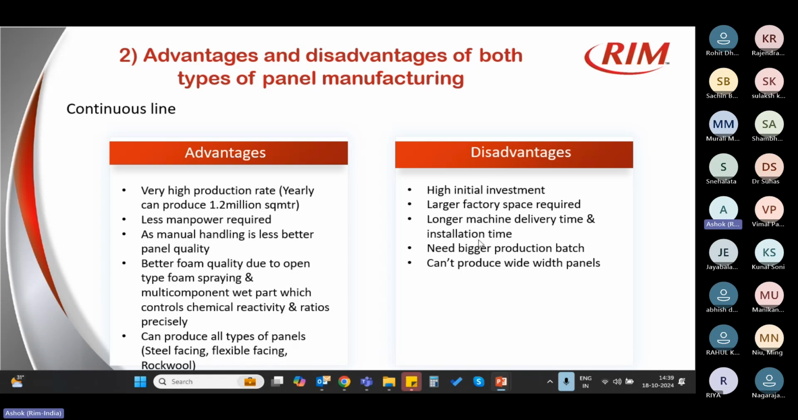In terms of disadvantages, there is high initial investment. This is one of the disadvantages. If you compare approximately the prices, continuous line investment is at least around 3 to 4 times higher compared to discontinuous. Larger factory space is required, and there are longer machine delivery and installation times. The total project time for machine delivery and installation sometimes takes about 1 year, whereas for discontinuous you can set up the whole line within about 3 to 4 months. It also needs a bigger production batch and can't produce wide width panels. So these are some limitations and disadvantages.